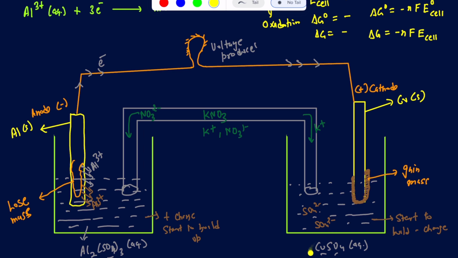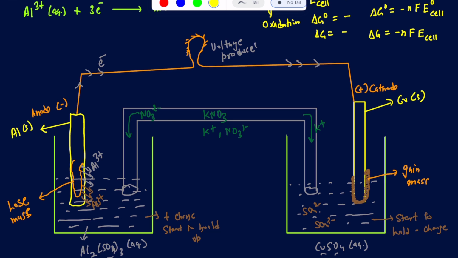On the cathode here, you've got the copper sulfate solution that's going to be gaining 2 electrons and eventually making copper solid here. And that copper solid gets deposited onto this electrode, so this electrode eventually gains mass. Now, once you have all the aluminum lost from this electrode, that means I don't have any aluminum left to lose electrons, and that's when the battery is dead, or you just throw it away at that point.